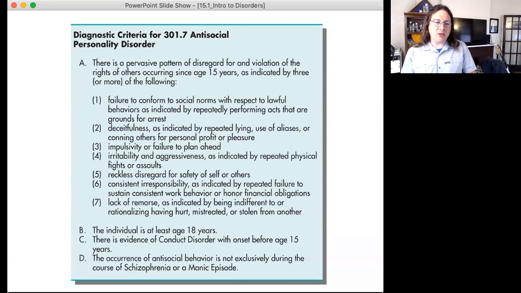So we also like, the individual is at least 18 years, right? So we don't want to really diagnose a 15-year-old with antisocial personality disorder. Why? What is the danger of doing that?